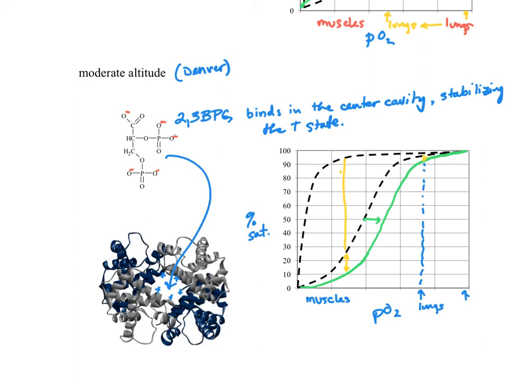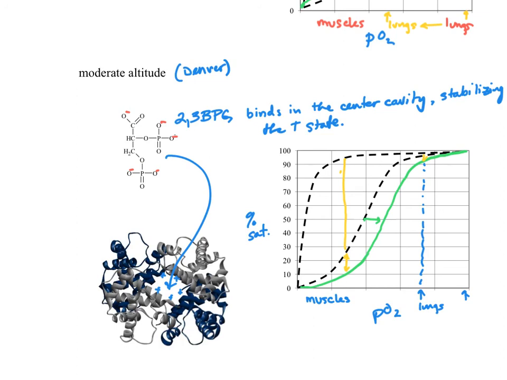You can see it right there. We've shifted to the right. We end up with a bigger gap, more oxygen dumped into the muscles. After all, that's what you really need when you're hiking at high altitude, is more oxygen in your muscles. You don't really care what's going on in the lungs as long as you're getting a decent saturation out there.